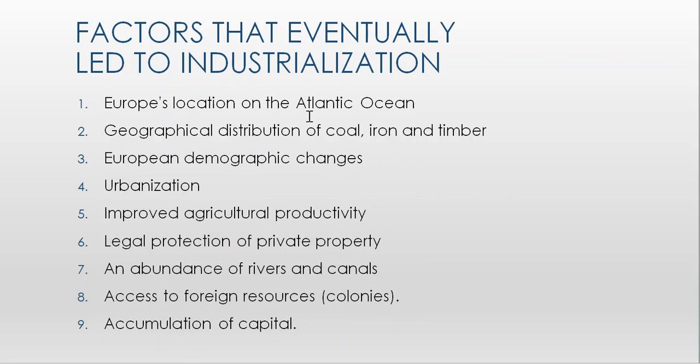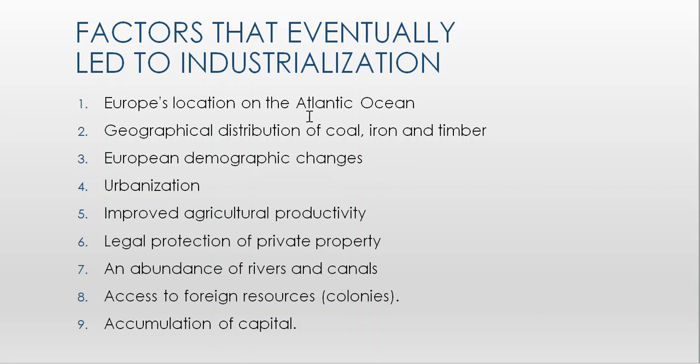We have Europe's location on the Atlantic Ocean. It's right off the Atlantic Ocean, which gives easy access to the Americas. I shouldn't say easy access, but gives open access to the Americas. And of course, it allows them to go around Africa and to the Indian Ocean and to China and India and all those other places with spices. Geographical distribution of coal, iron, and timber. We have European demographics begin to change. We have urbanization, like I talked about before. We have improved agricultural productivity.